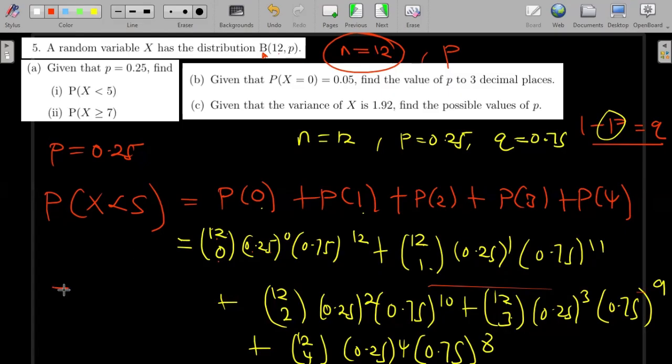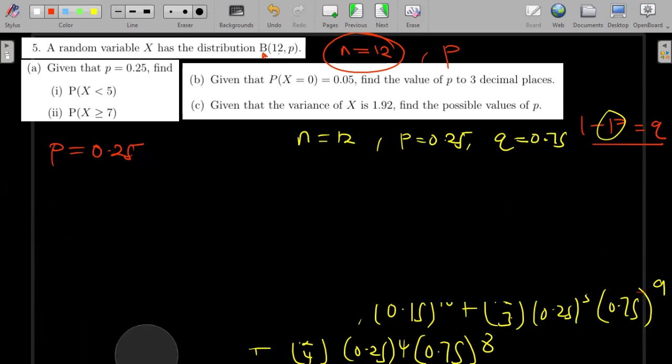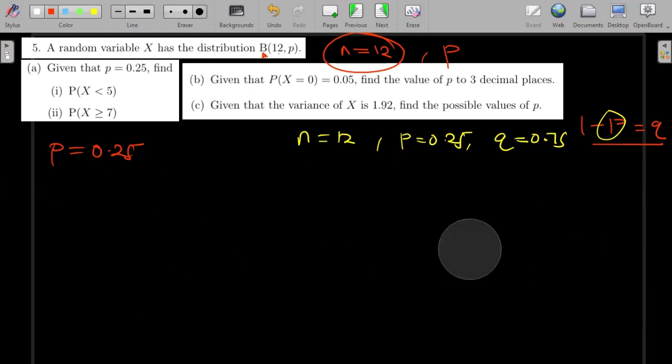Okay, so once I do all that, I'm getting the final answer as 0.8424. So this will be the probability that X is less than 5. Okay, so you just have to add all these here. So you punch them from the calculator. All right, so the next one, I'm not going to show it. I'm just going to use the probability tables, but you should try it out.